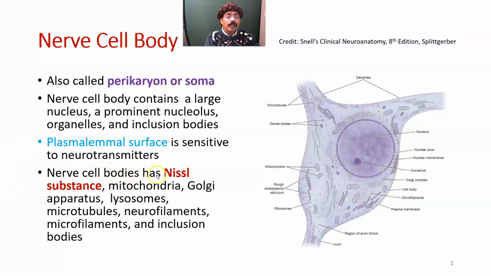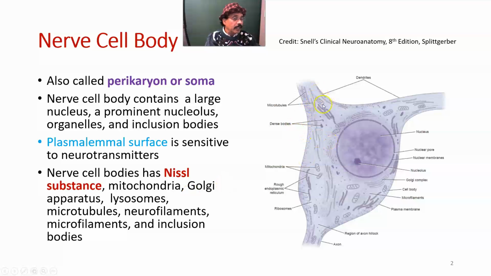Nerve cell bodies have Nissl substance. Nissl substance means the accumulation of violet color in some types of staining, which indicates the rough endoplasmic reticulum as well as the free ribosomes. This forms the Nissl substance. Besides that, the cell body also contains mitochondria.